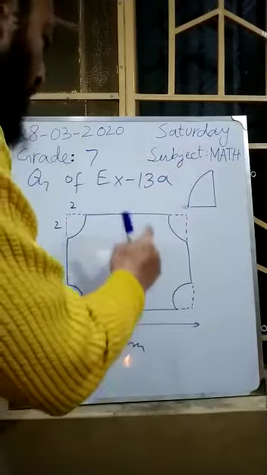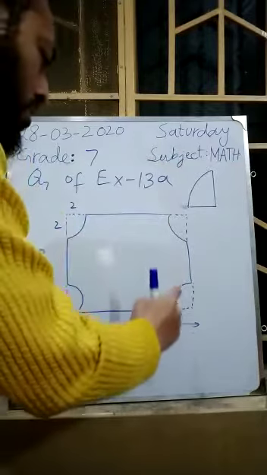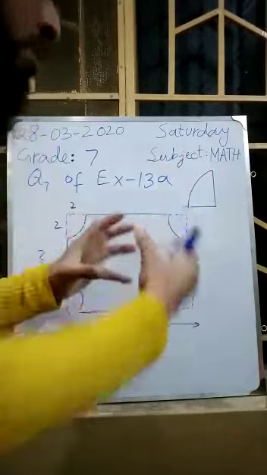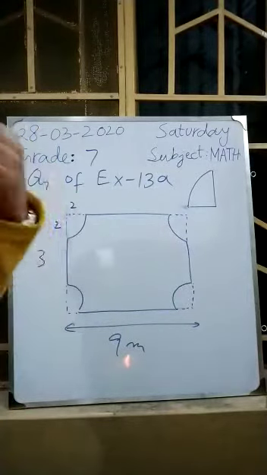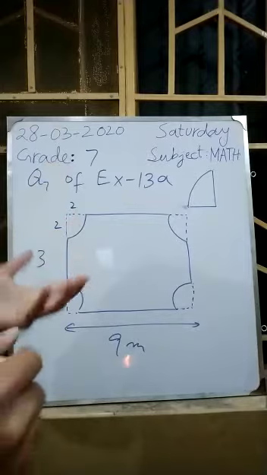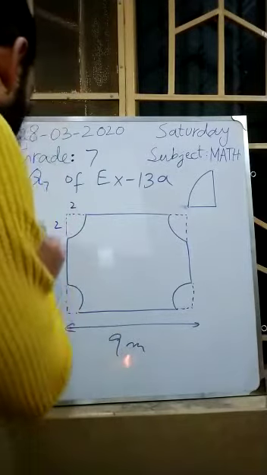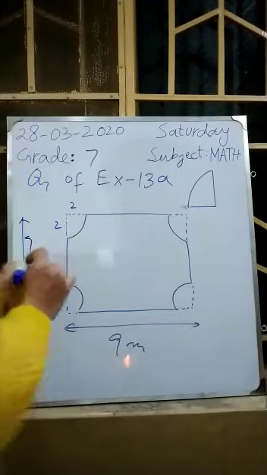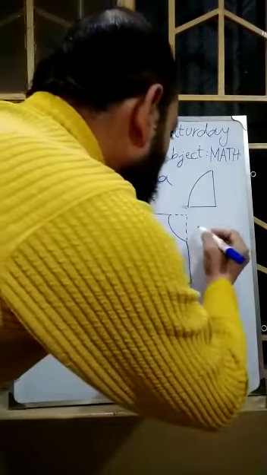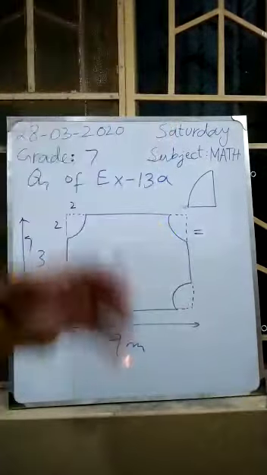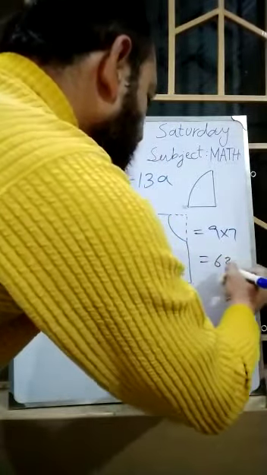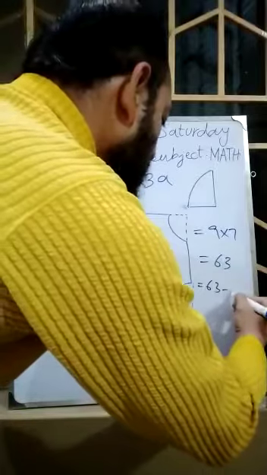So what will you do? Because all of them are identical, when you join them you will get a circle whose radius will be 2. This is total 7. So in order to find the area, you will firstly find the area of the rectangle, which is 9 into 7, 63, and then you will subtract the area of the circle from this.